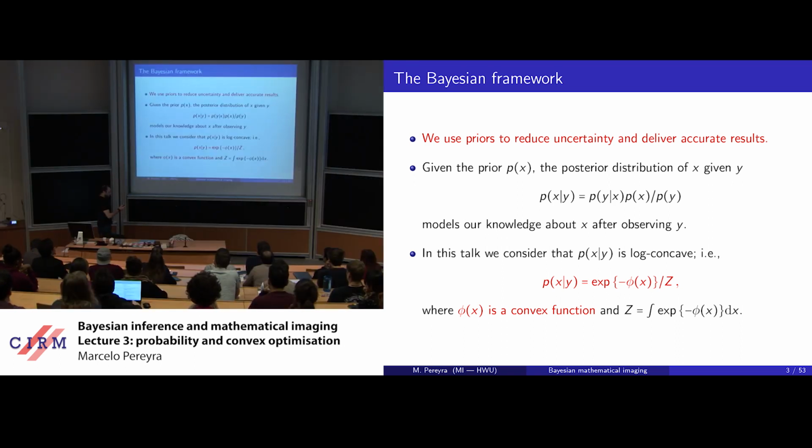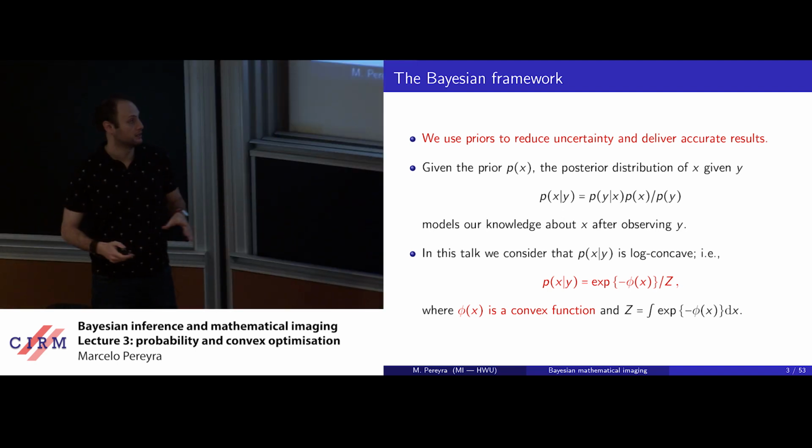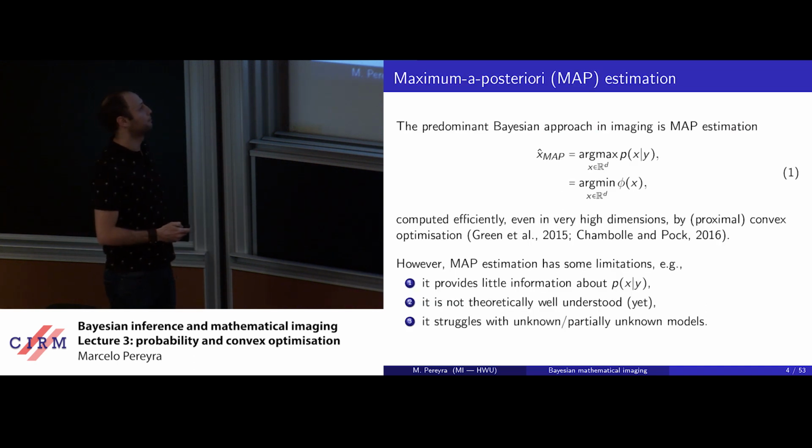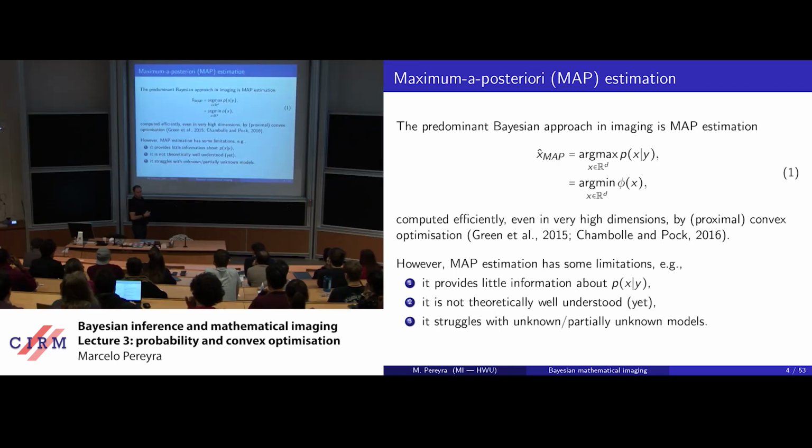And in this talk, we'll focus on models that have this shape. So exponential of minus a convex potential function. So we call these models log-concave. And this was also the focus of my second talk yesterday. And we did sampling for those models, Monte Carlo sampling. But we also said that people usually don't do Monte Carlo sampling. They do maximum-a-posteriori estimation. So they just go for the minimum of this function.